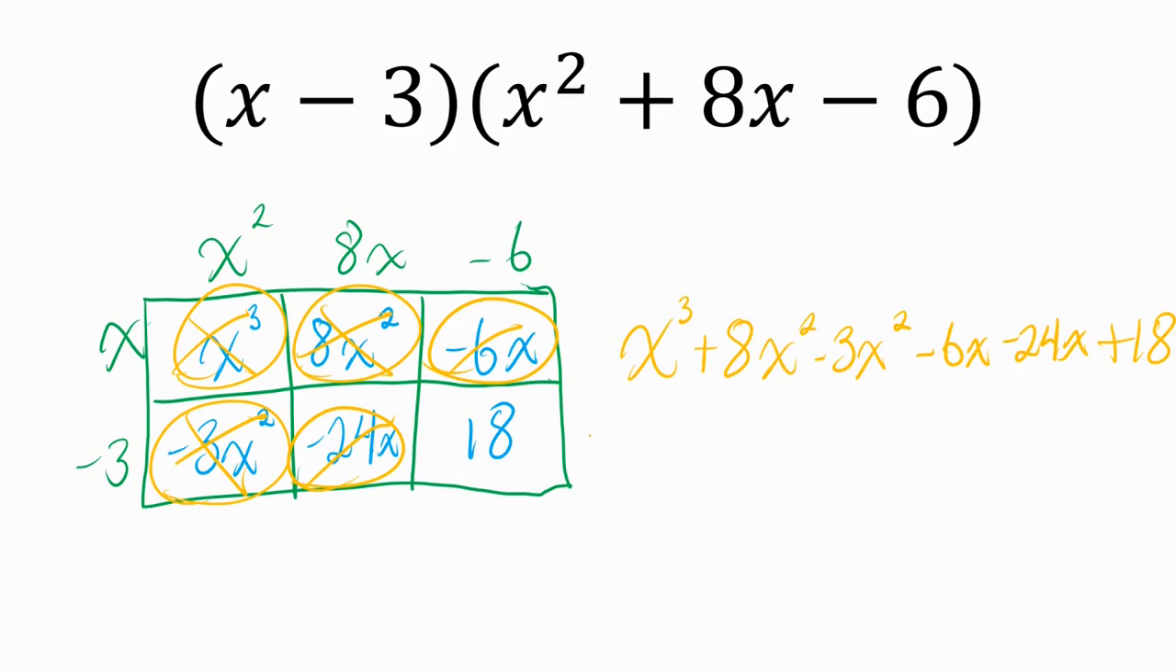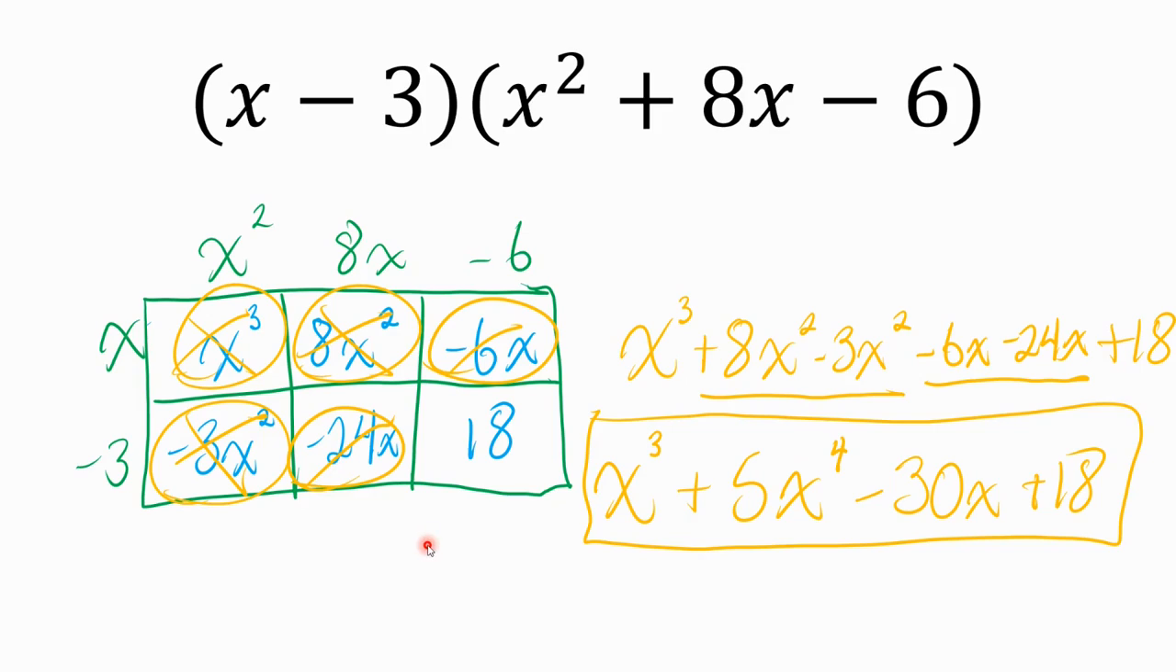And then they went ahead and they combined like terms from here. So they said x cubed is all by itself, so they kept that x cubed. Then they said 8x squared minus 3x squared is going to be, well, 8 minus 3 is 5. And then with the exponents, we have x squared and x squared, so we need that x to the 4th. With this one, -6x minus 24x is minus 30x. And then this one, plus 18 just stays plus 18.